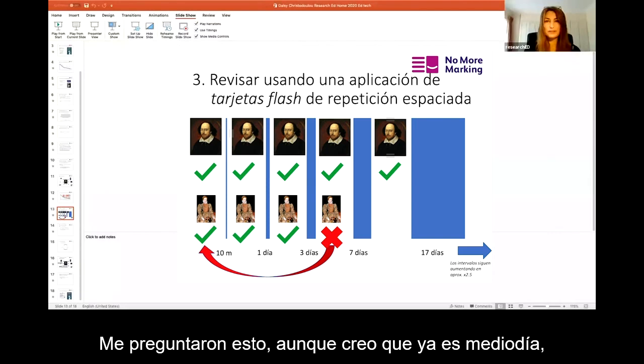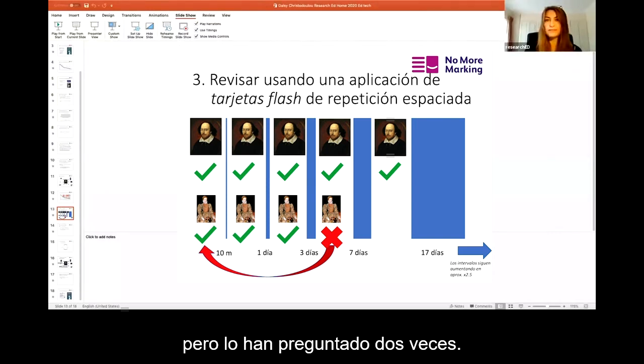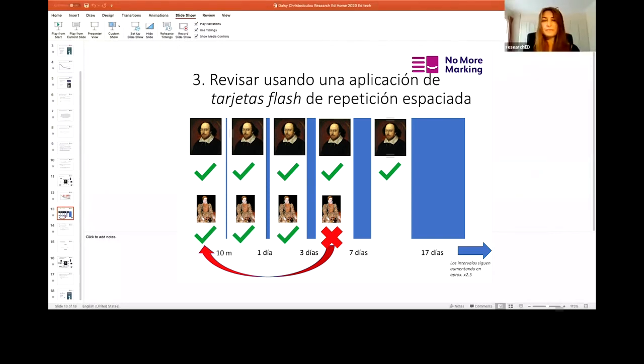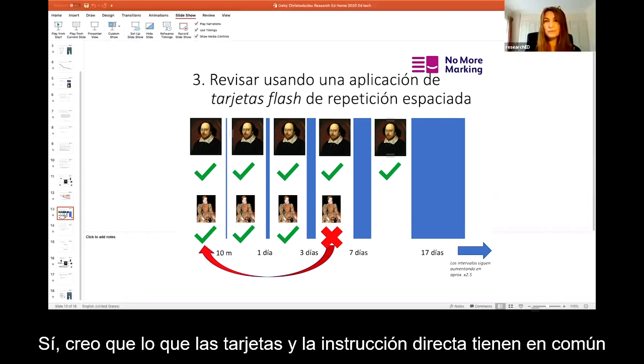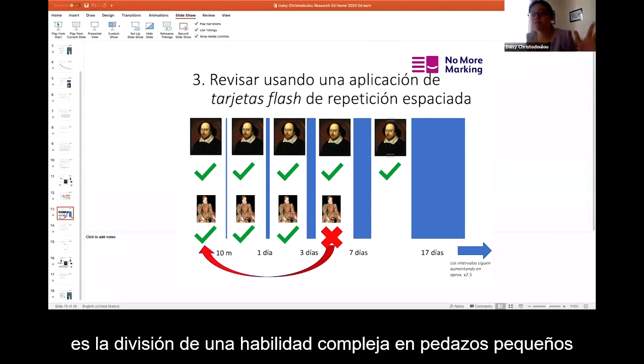I'm going to ask you this one, even though I think it's noon already, but it's been asked twice. Do you think that the work on memory links really nicely with direct instruction? Yeah, I do. I think what flashcards and direct instruction have in common is the breaking down of a complex skill into small pieces.